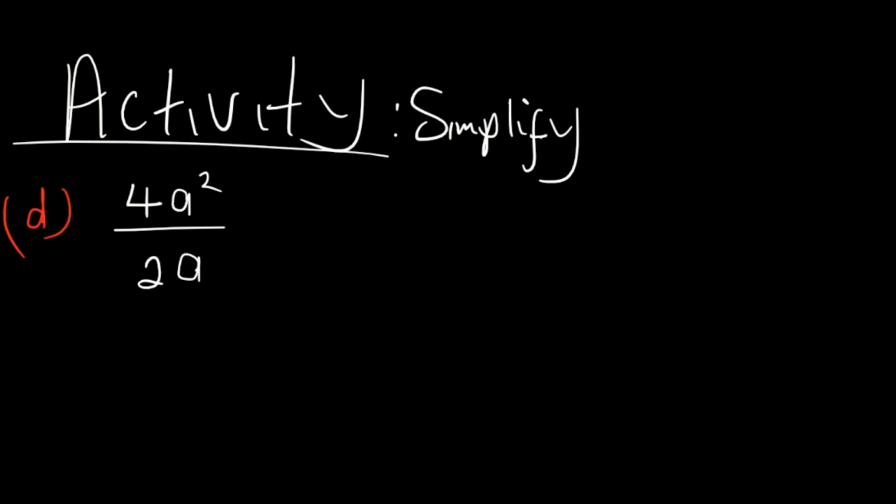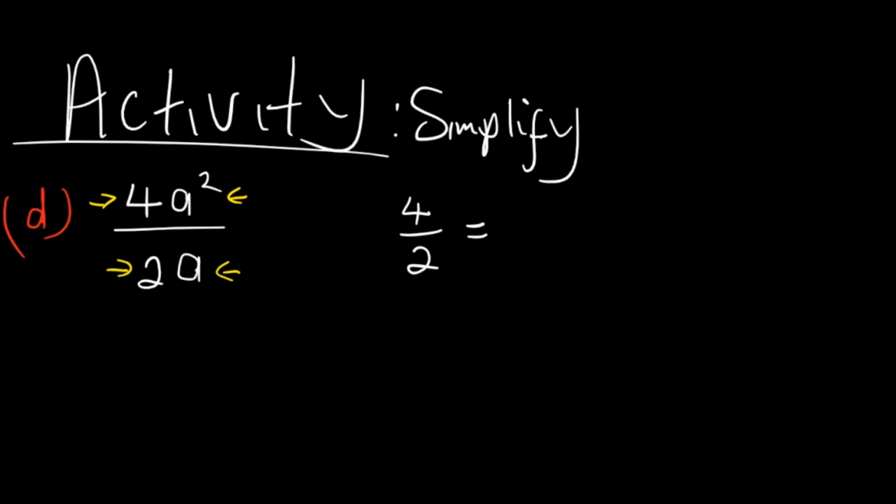Now we want to simplify the following: 4a squared over 2a. What we can do here is choose whether we start with simplifying the numbers or the variables. So let's start by simplifying the numbers. We have 4 over 2, which we know very well is going to give us 2.